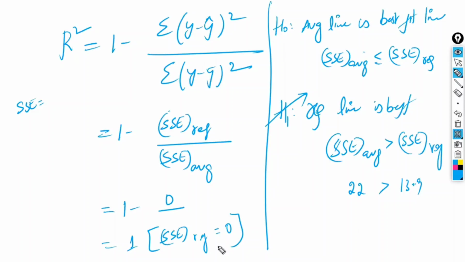Now what is the minimum value? The minimum can be minus infinity to anything, because R square can be negative also. For example, the average line gives you 22, but the regression line gives you something like 160. In this case R square will automatically be negative. If the R square is negative, regression is the worst model, so we should not apply regression. Don't select the regression model. That is the meaning of that. Is that clear?